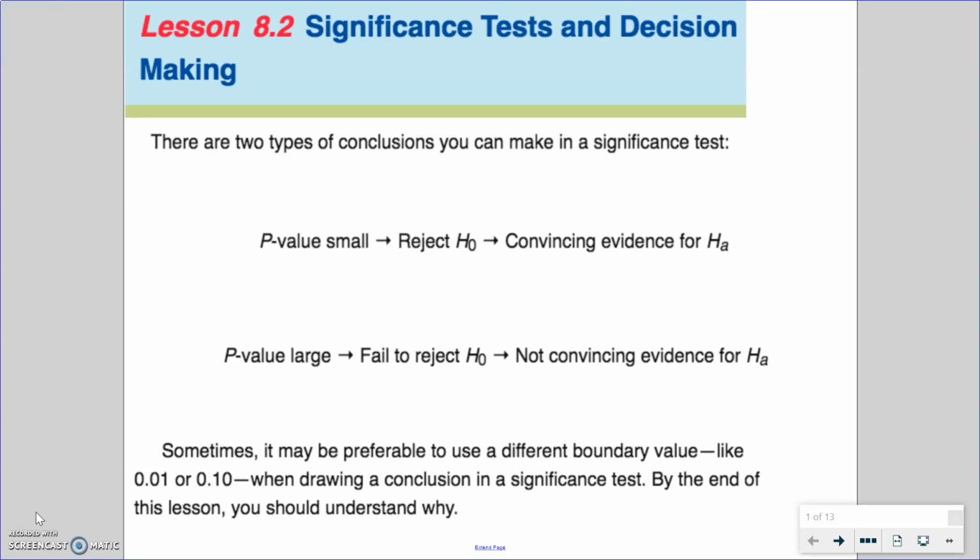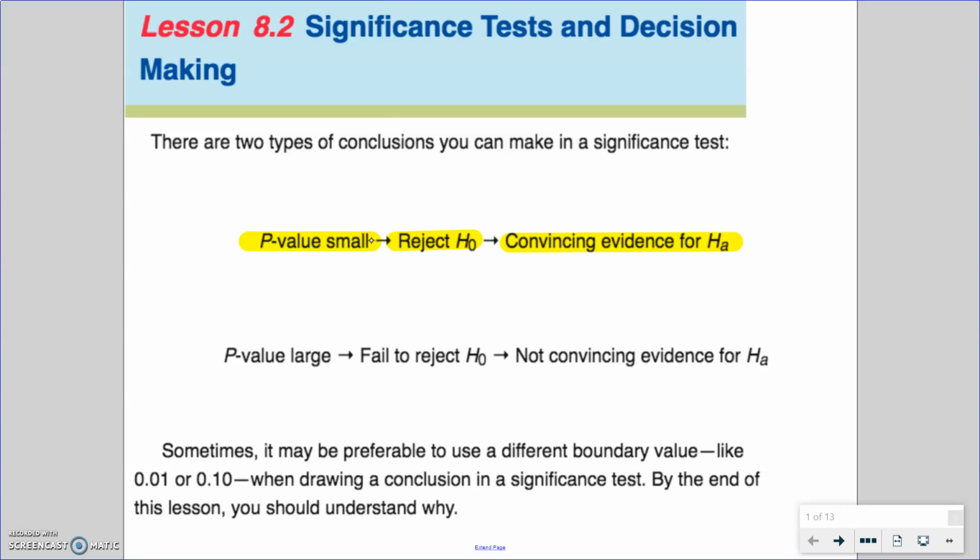So if you have a small p-value, what that means is the probability of the data you got happening purely randomly by chance is so tiny that we can actually reject our null and say, hey, we actually have convincing evidence that what we thought was true is true, because the probability of the data we got by chance is so small that it's like, I think we might be right.